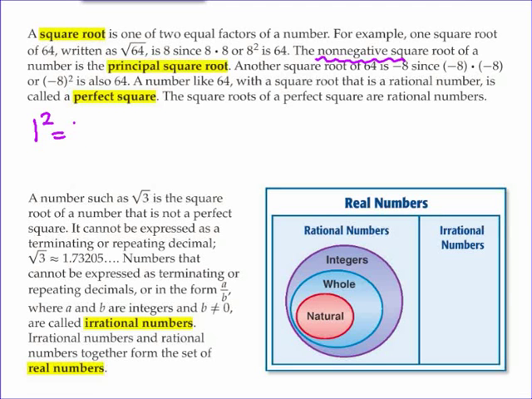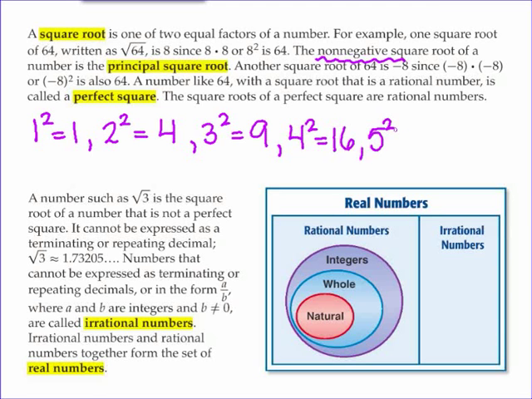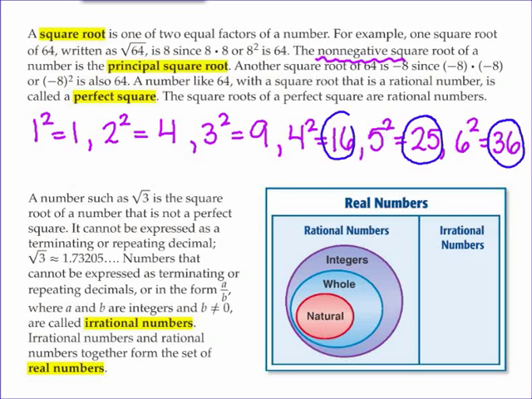1 squared is 1. What's 2 squared? 4. Remember, 2 squared means 2 times 2. Okay? 3 squared is 9. Okay? 3 times 3. 4 squared is 16. 5 squared is 25. 6 squared is 36. Now what we call all of these is we call all of these the perfect squares. Okay? So 1, 4, 9, 16, 25, 36, those are all perfect squares.